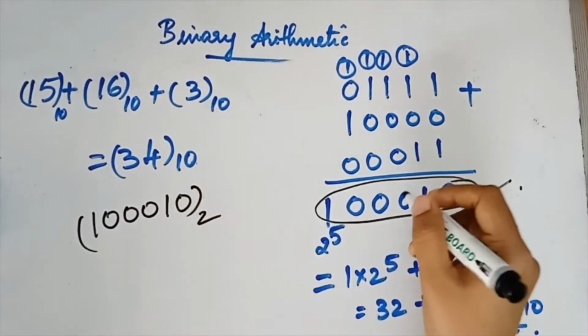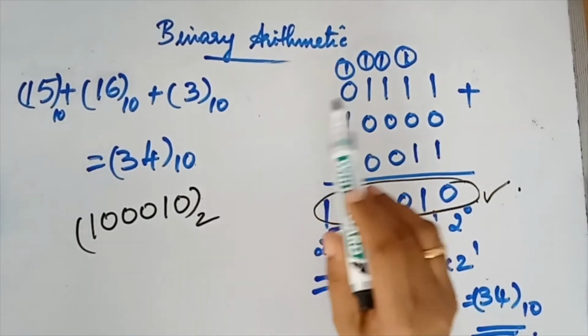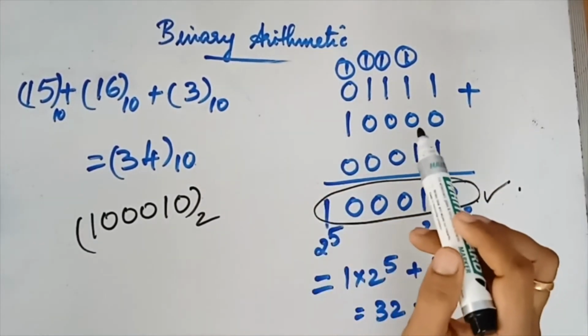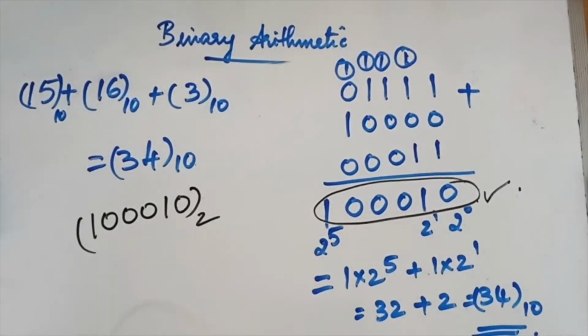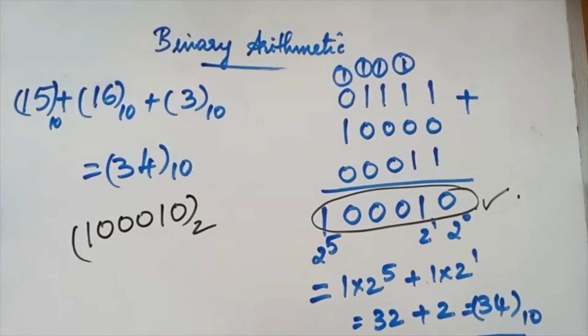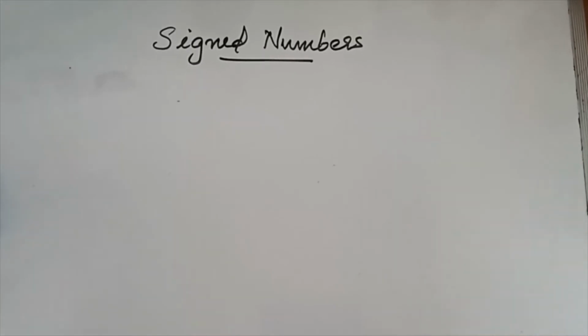If you are told to do it using binary arithmetic, then you have to do it like this. Okay, so that is addition. So next is signed numbers. To study binary subtraction, you need to know how to represent a signed number.